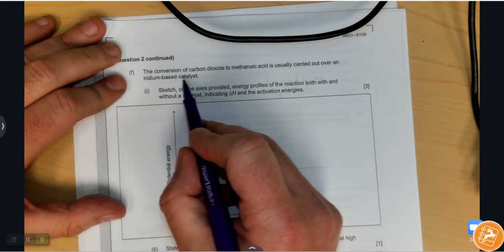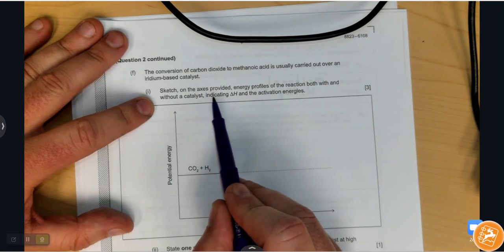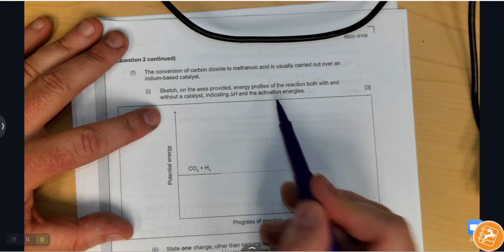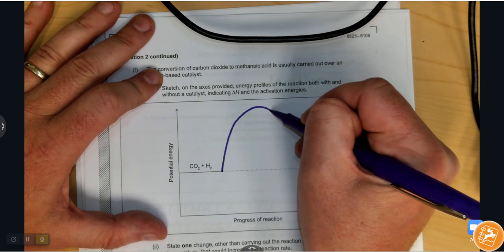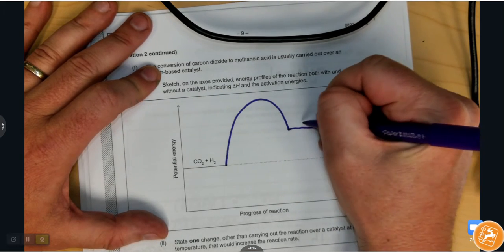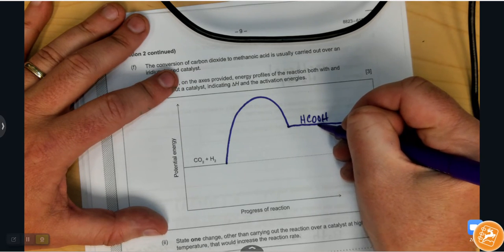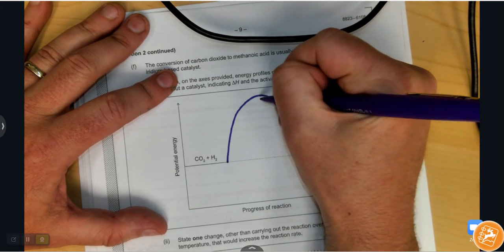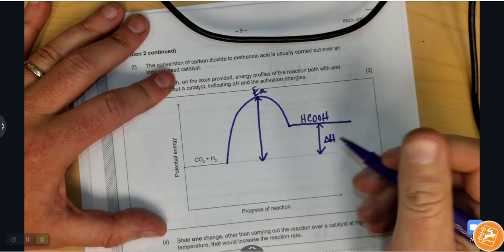Question number 2, moving on, says the conversion of carbon dioxide to methanoic acid is usually carried out over a catalyst. Sketch on the axes provided energy profiles for the reaction with and without a catalyst, indicating delta H and the activation energies. All right, so this is an endothermic reaction. So when we do our graph, we want to show our products having higher enthalpy than our reactants. Since they wrote the reactants here, I'm going to write the products here just to be safe. Now the difference between the enthalpy of reactants and products, from here to here, is delta H. From the peak of the hump to the energy of reactants is activation energy.